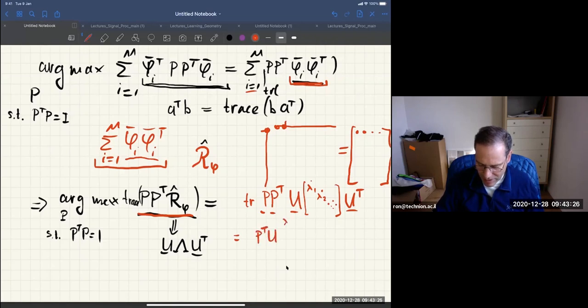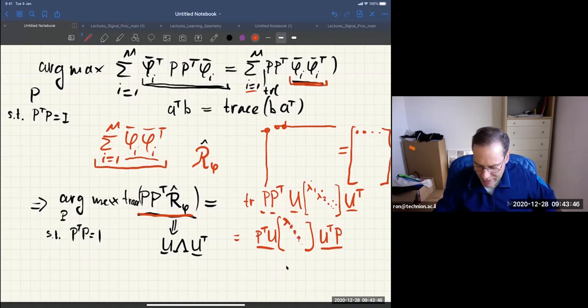What we can actually see is that the trace is equal to P transpose U, and here I have the same lambdas, and here I have U transpose P. Okay, so the only thing I can do is take these magnitudes and distribute them differently along the diagonal. Now, by some averaging, I cannot pull values from this eigenvalue back to the first one. And this is something that we have shown in the previous lecture, because this would be equal to the trace.